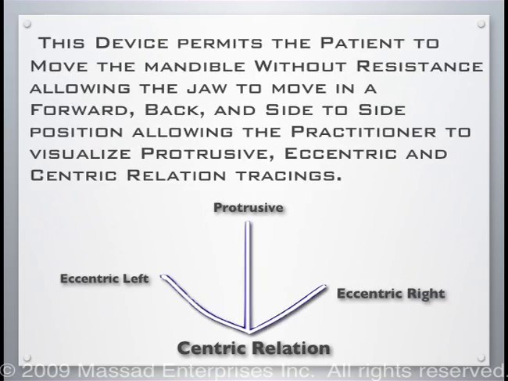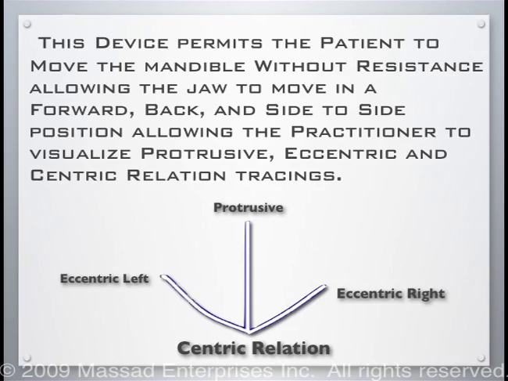This device permits the patient to move the mandible without resistance, allowing the jaw to move in a forward, back, and side-to-side position, thereby allowing the practitioner to visualize protrusive, eccentric, and centric relation movements as tracing marks on the striking plate. Note the arrow.